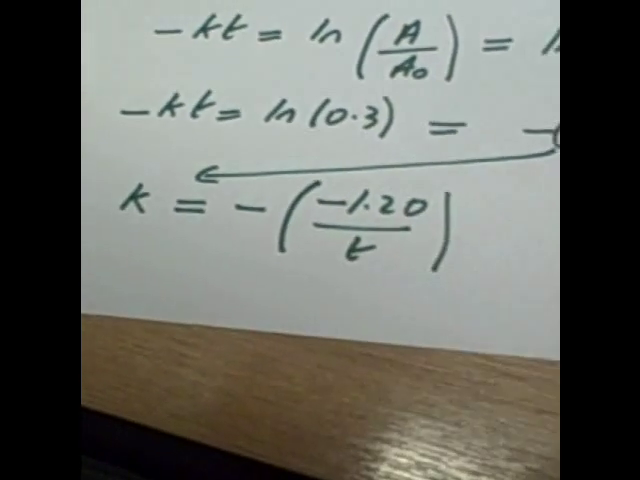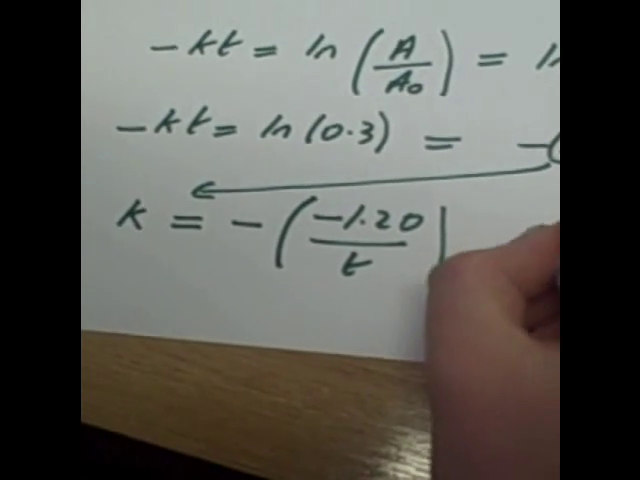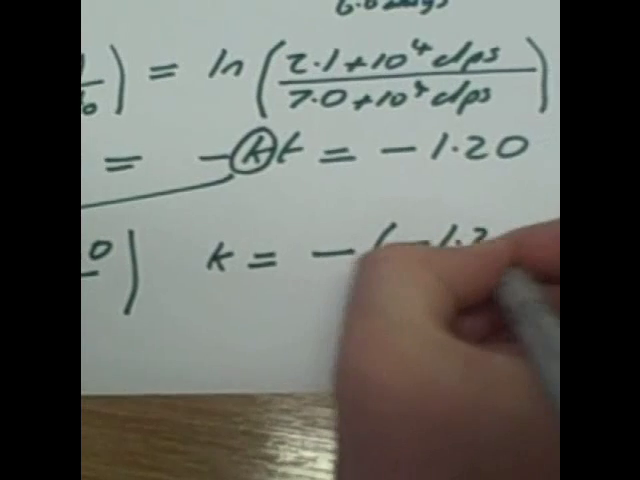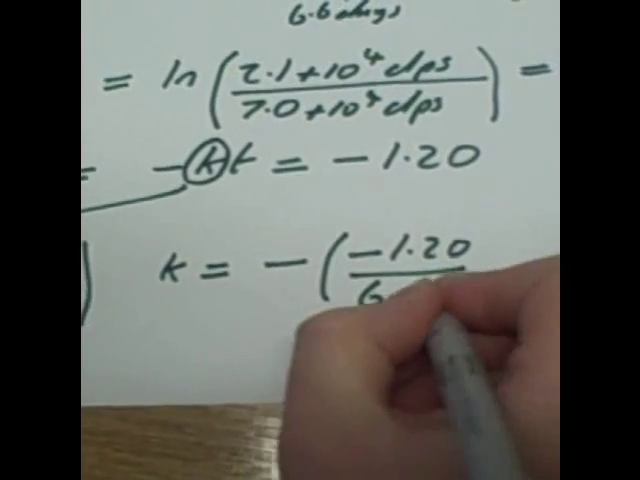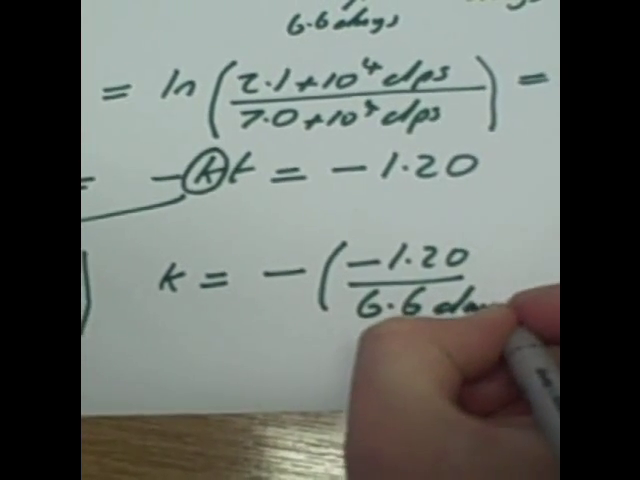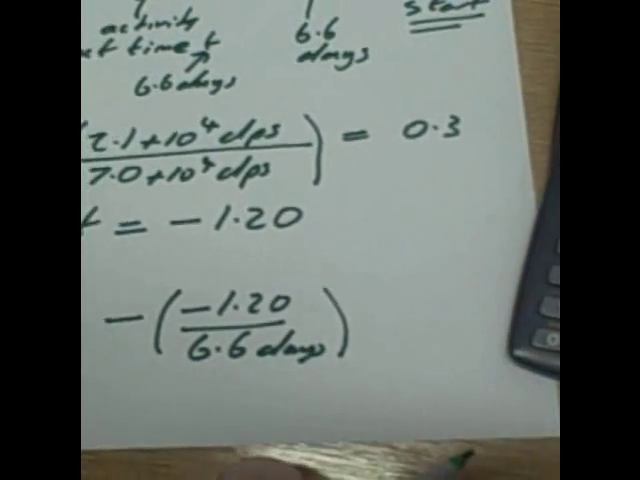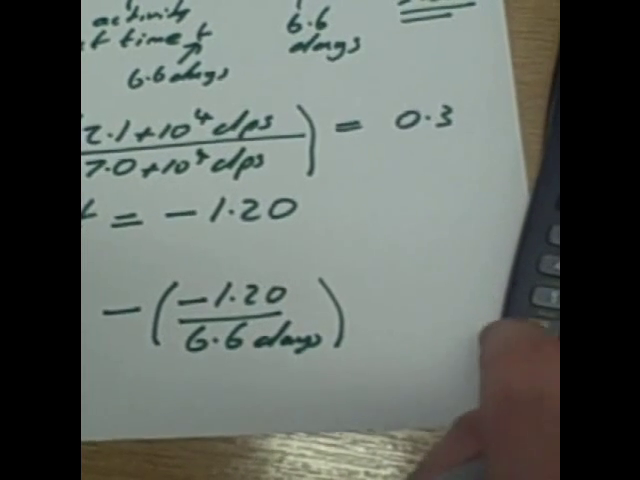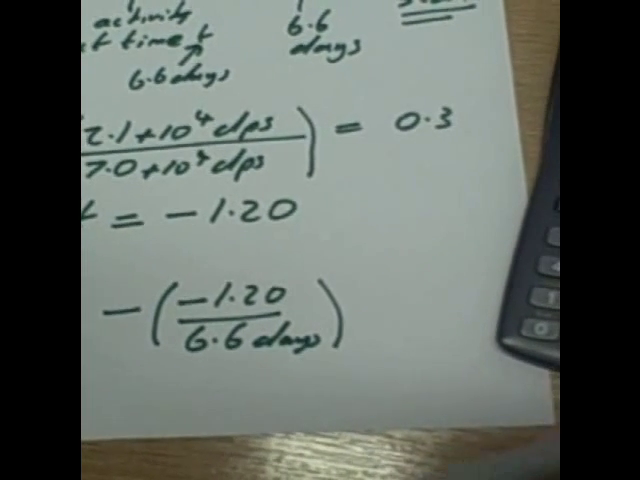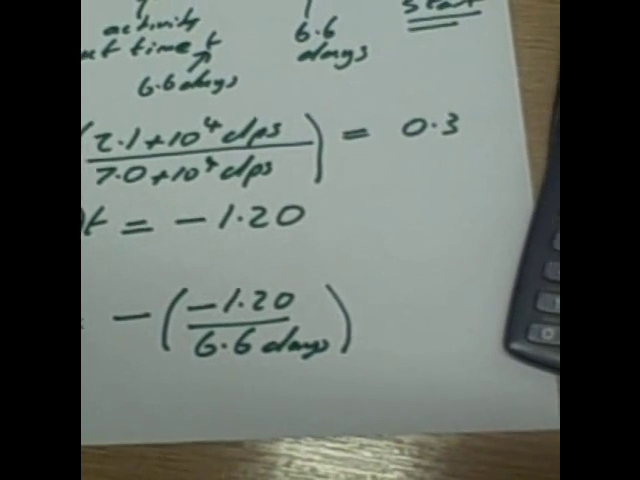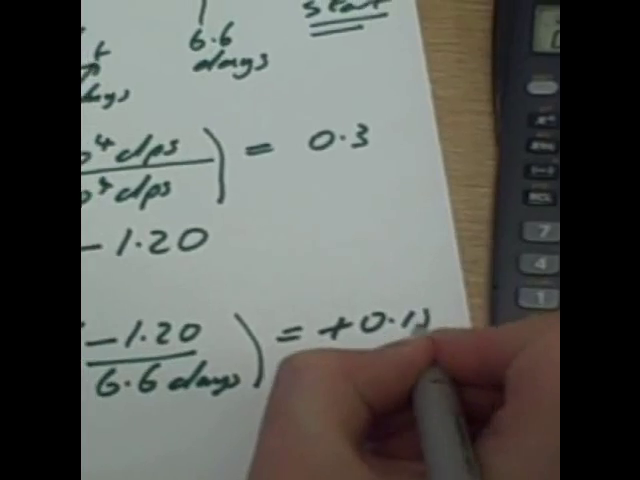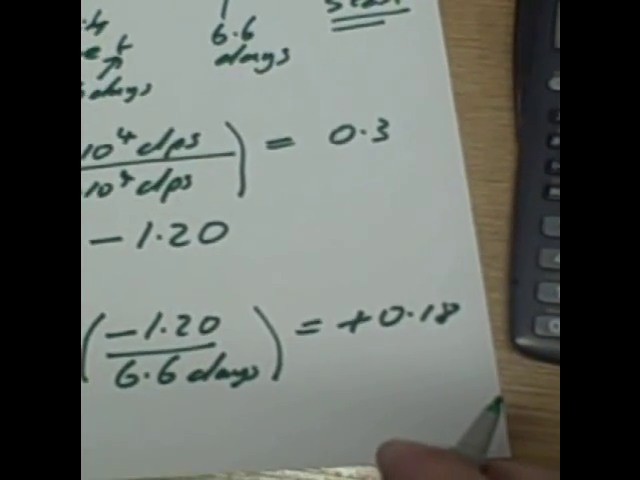Now that t, as we know, is 6.6 days. So let's tidy it up again. K equals minus 1.20 over 6.6 days. So if I get the calculator out, put in that minus first, open up a bracket, minus 1.20 divided by 6.6, close that bracket, equals plus 0.18. So now I have a value for k.